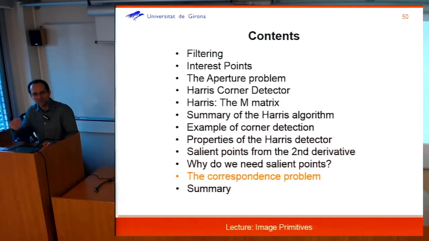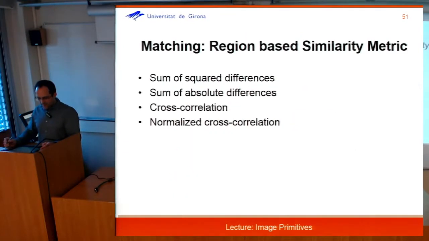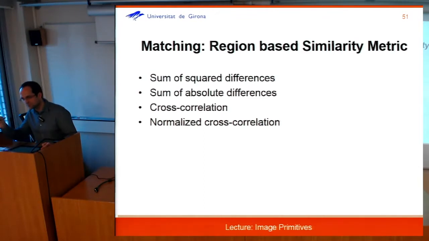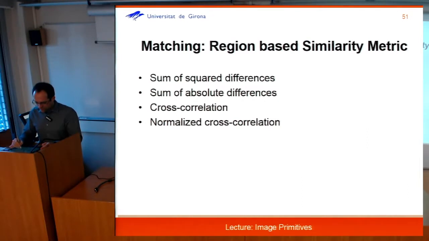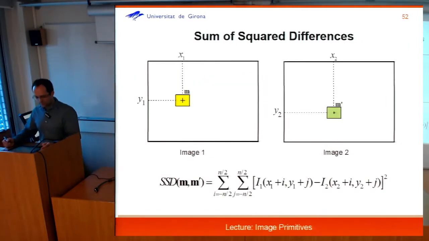How were people finding out if this point is this other point in the other image? The matching methods that we're going to see are able to match: given this point in this image, what is its corresponding point, its match, in the other image. We're going to see these four methods: sum of square differences, sum of absolute differences, cross correlation, and normalized cross correlation. So how does this work?